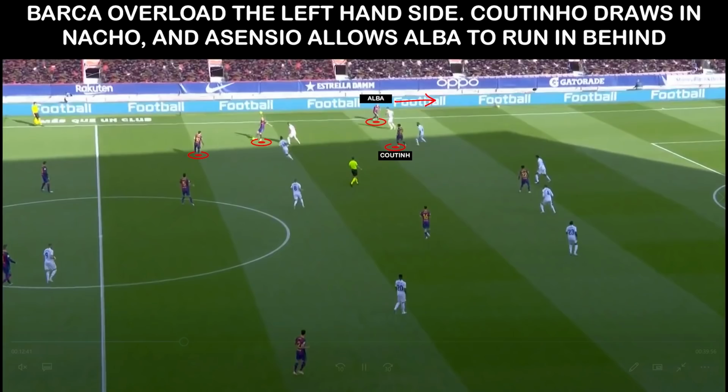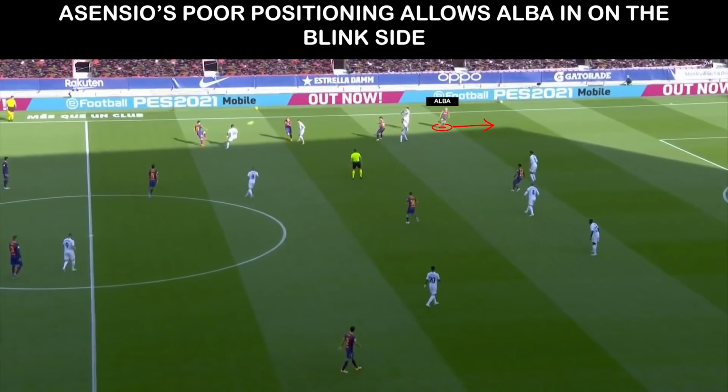This pattern is clear in Barcelona's goal. We see Messi, De Jong, Coutinho and Alba all shift wide into the left channel. Coutinho is slightly more central, which has drawn Nacho, and although Asensio has tracked deeper with Alba, as with most wingers, his defensive concentration lapses, allowing Alba to make the blindside run.